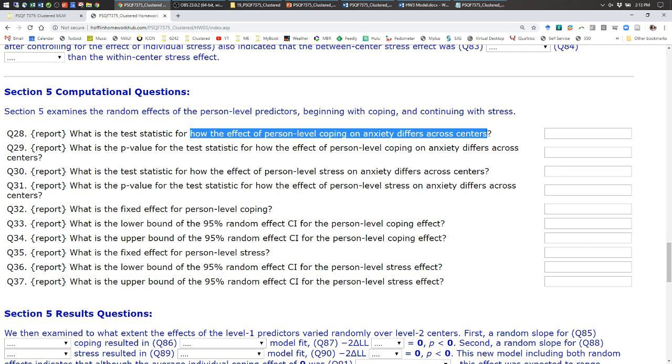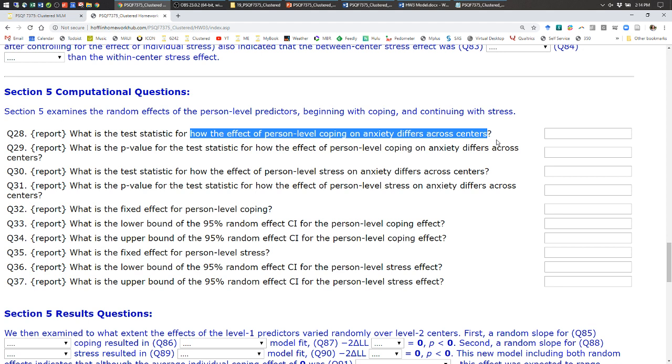I'm then saying, how does that slope differ across centers? So what am I asking for? I could have said varies across centers as a synonym for differs, or varies randomly. That's the, yeah. So I'm asking about the random slope. So it is a level 2 random slope for person-level coping on anxiety. So it's variance across level 2 units and the effect of this level 1 predictor.